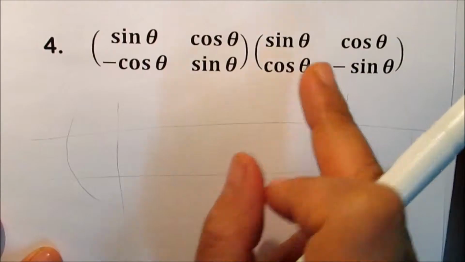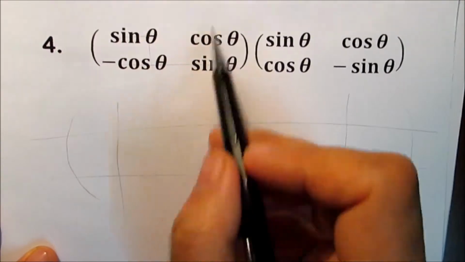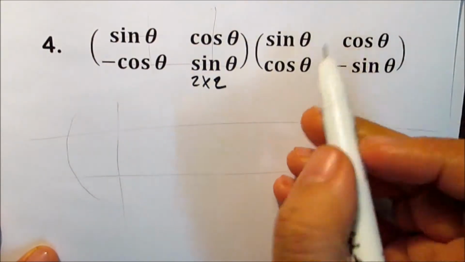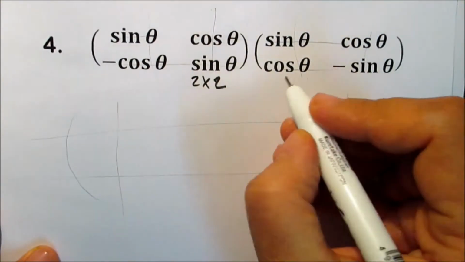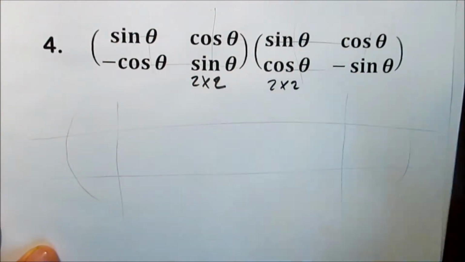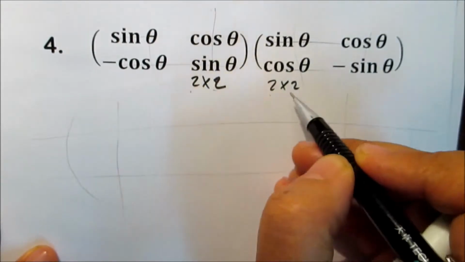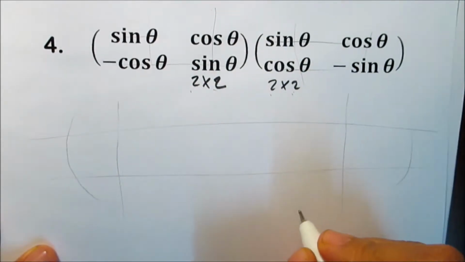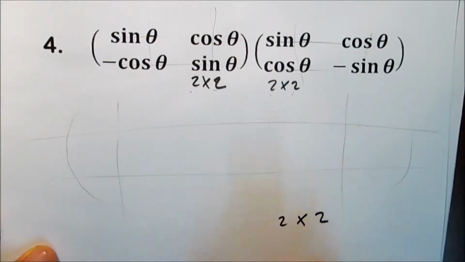Another example, multiply the two matrices. The first has 2 rows and 2 columns, so it's a 2 by 2 matrix. The second also has 2 rows and 2 columns, so it's also a 2 by 2 matrix. The two inside numbers are the same, so the new matrix is 2 by 2. So we expect 2 rows and 2 columns. We have a 2 by 2 matrix.